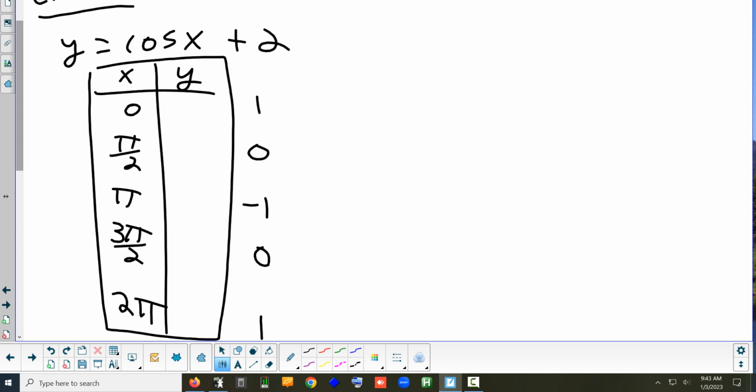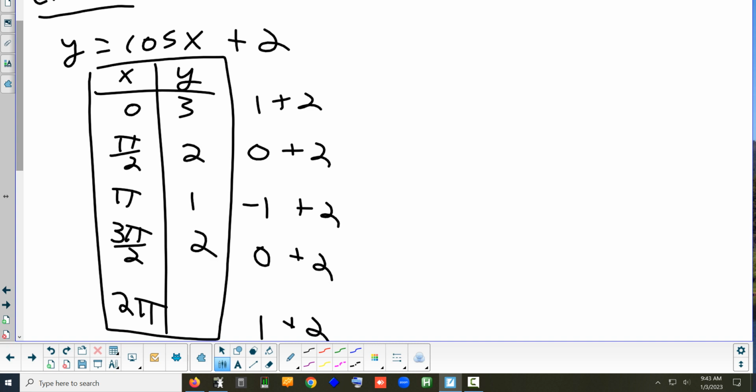Okay. And what are we going to do to all those y values? We're going to shift them all by 2. But am I going to add or subtract? Yep. Add. Don't do the opposite. So I'm going to add 2. And once you do that, that's it. Those are your y values. 3, 2, 1, 2, 3. Very easy arithmetic on this.